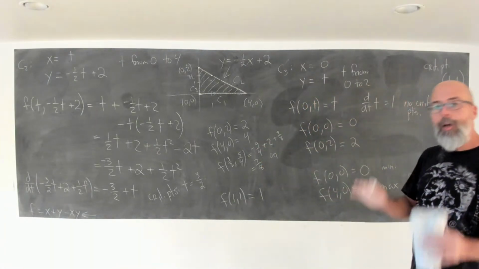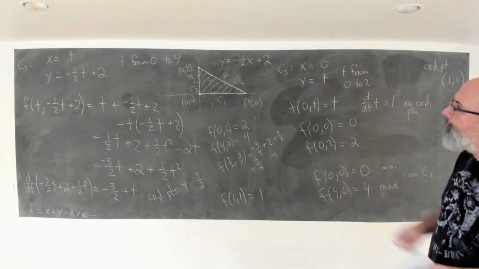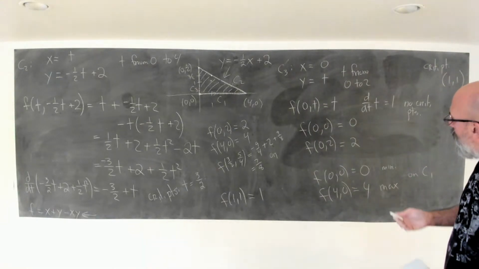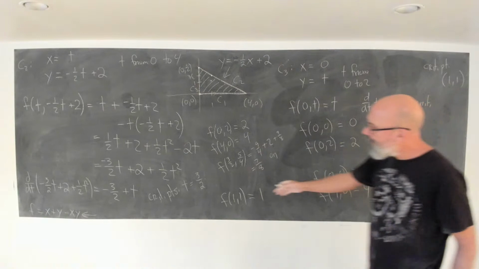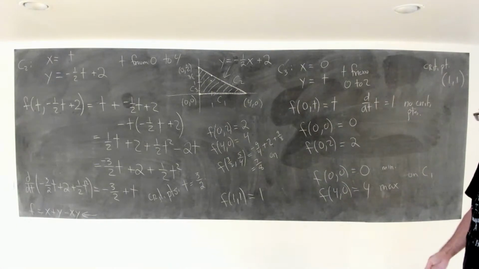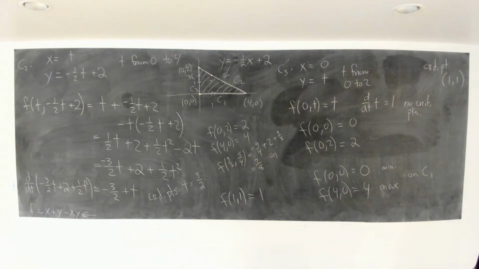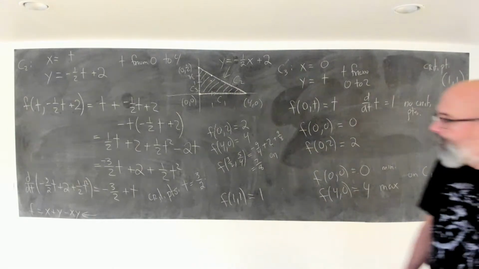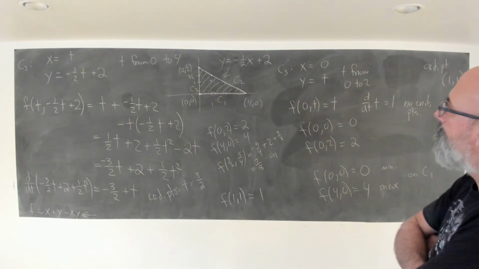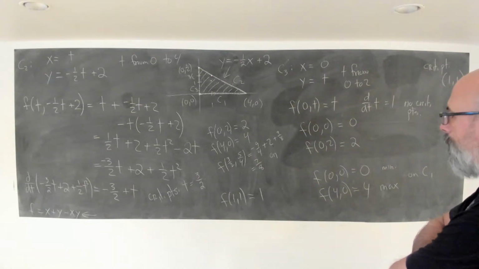No need to point that out because we're looking for the absolute max and min in the end. So now you have to look at all of these values. Whichever one is smallest is the absolute min. Whichever one is largest is the absolute max. And I think it's clear that the absolute max... something is wrong, isn't it?